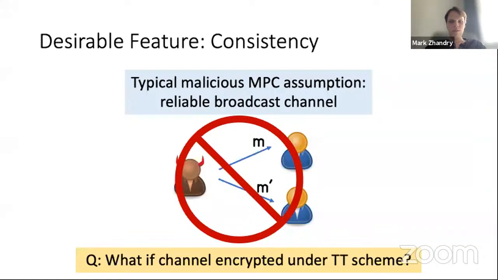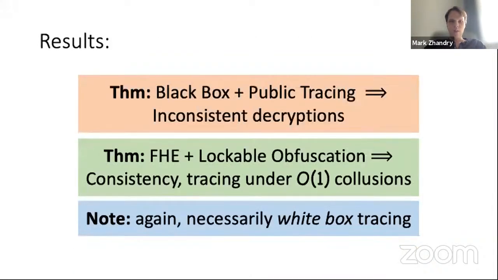So we ask, what if the channel now is encrypted under a traitor tracing scheme? We show another impossibility in the black box tracing setting and demonstrate that any scheme with black box tracing in what I'll call a public tracing setting, where anyone can trace, the reliability of the broadcast channel is actually broken by virtue of it being encrypted with the traitor tracing scheme. In particular, an adversary can produce ciphertext which will decrypt differently to different users.